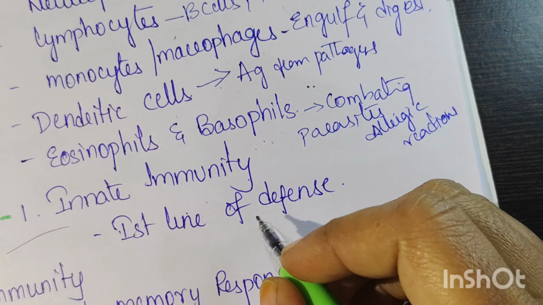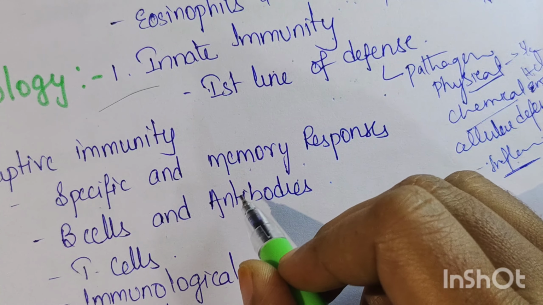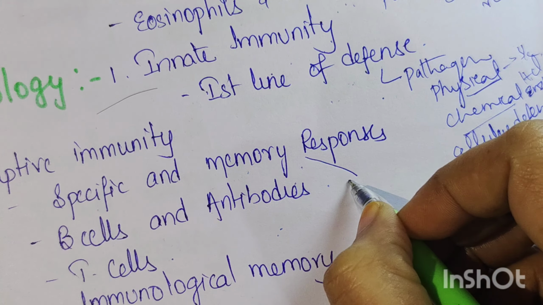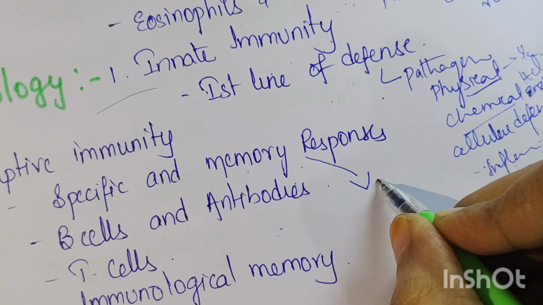And the next is the adaptive immunity. Okay, in adaptive immunity, what all will come? There will be functions like specific and memory response, B cells and antibodies, T cells, and immunological memory. Okay, so what does specific and memory response mean? Unlike the first line of defense, in this it will provide a specific response to each pathogen, okay, and it will have the ability to remember that past infection, providing long lasting immunity.